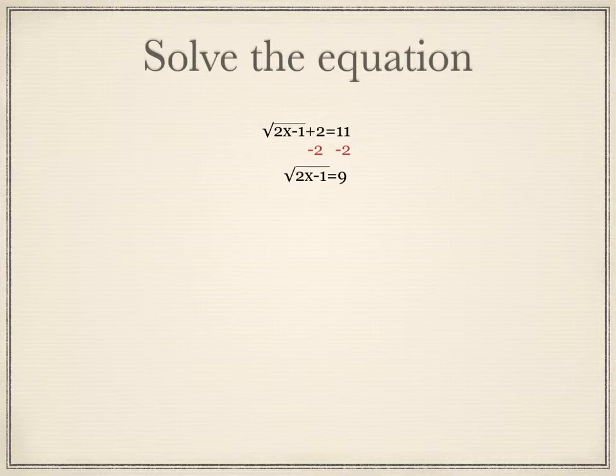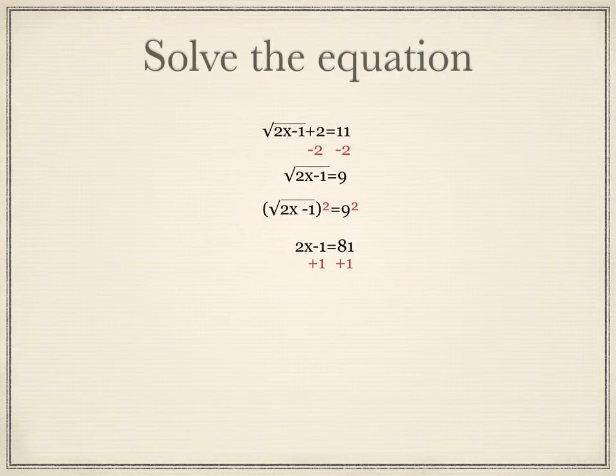Then we've got to get rid of that square root, because it's over the x and the 2 and the minus 1. The opposite of square rooting, or the inverse function, is squaring. So we've got to square both sides, because remember, what we do to one side, we also have to do to the other. The square and the square root cancel out and we're just left with 2x minus 1, which is equal to 9 squared, which is 81.